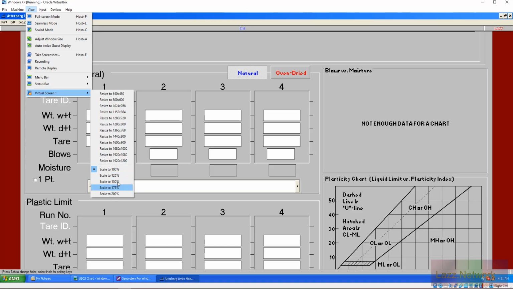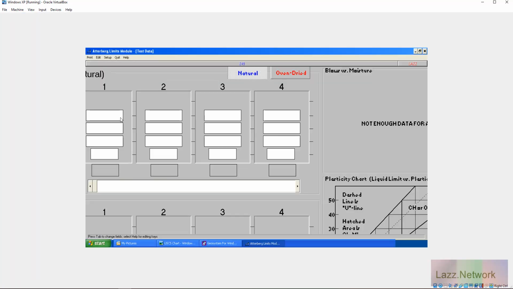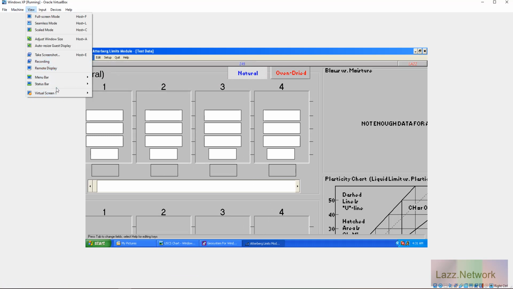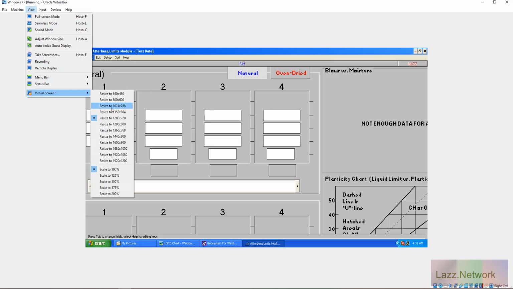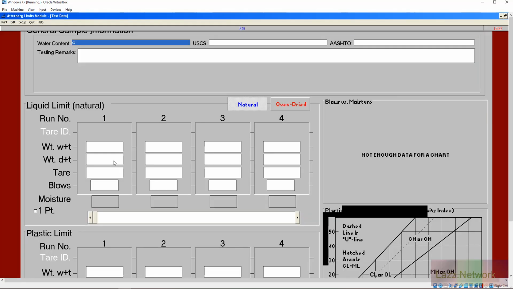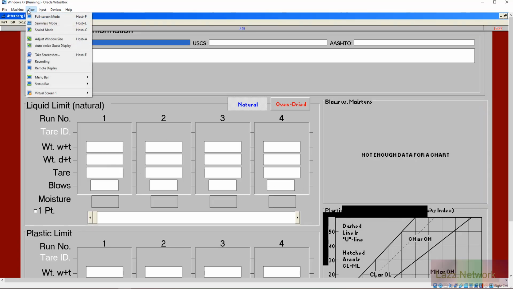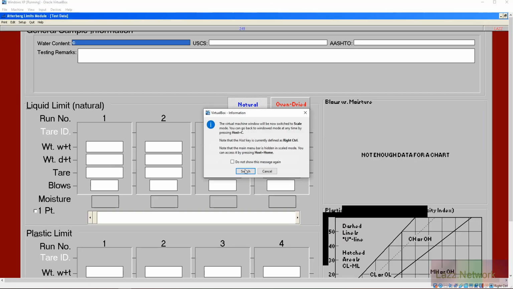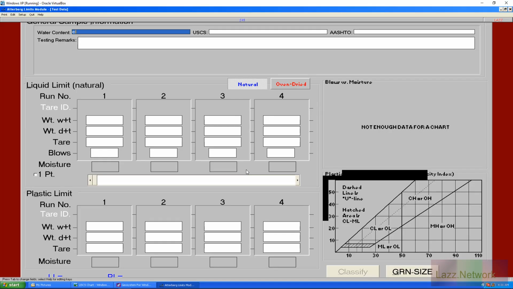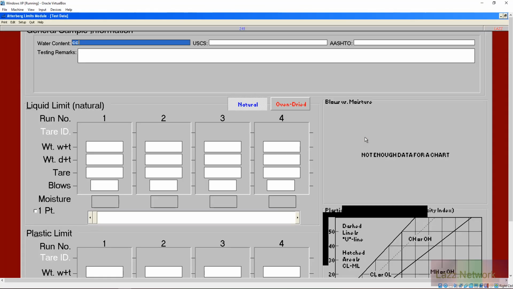God, I don't need it to scale. Oh, good Lord. I don't know. Let's try 1280 by 720. Oh God, no. Oof. God, this is horrible. I don't know why.